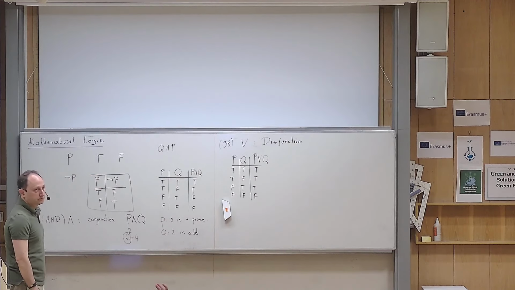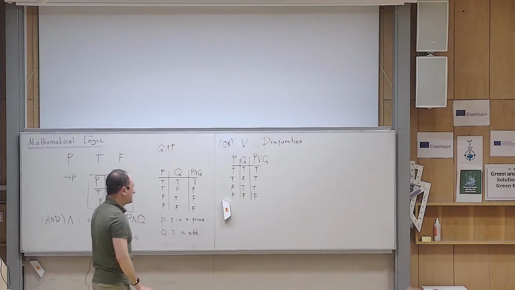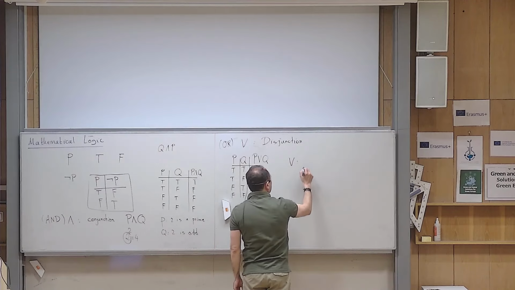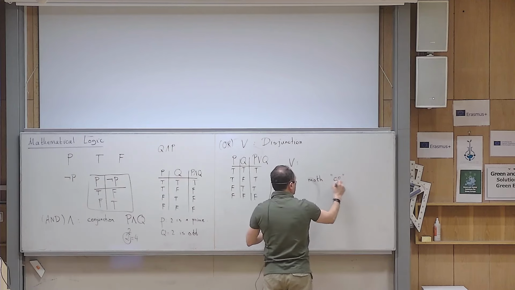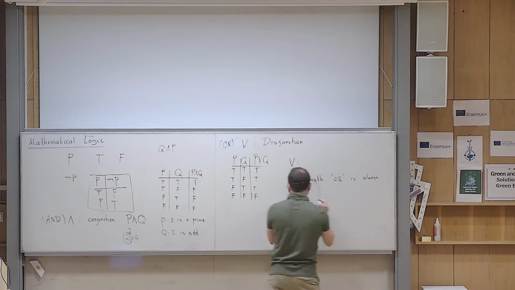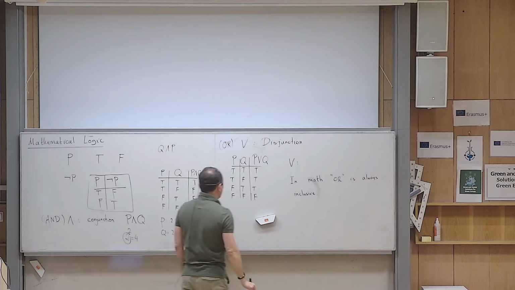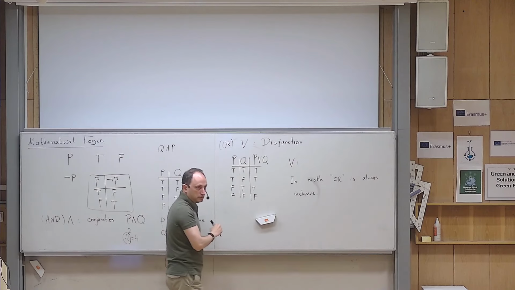So, yes, if or was exclusive, then the first one would be different. I want to discuss this. You see, when you say or in mathematics, let me write that down: or is always inclusive. So what do I mean by the word inclusive? It means that it is true if both of them are true, or one of them is true and the other one is false.